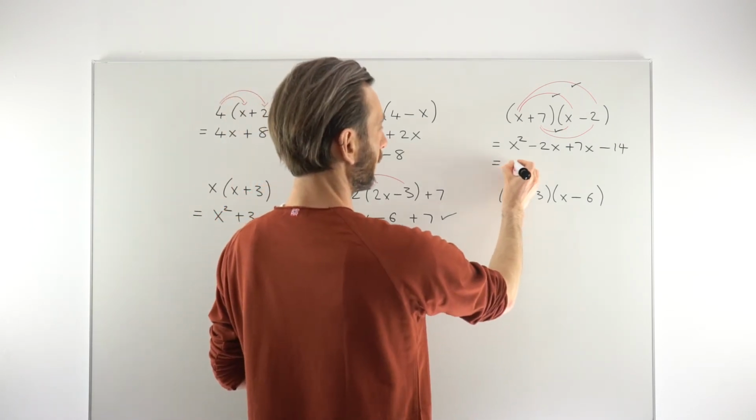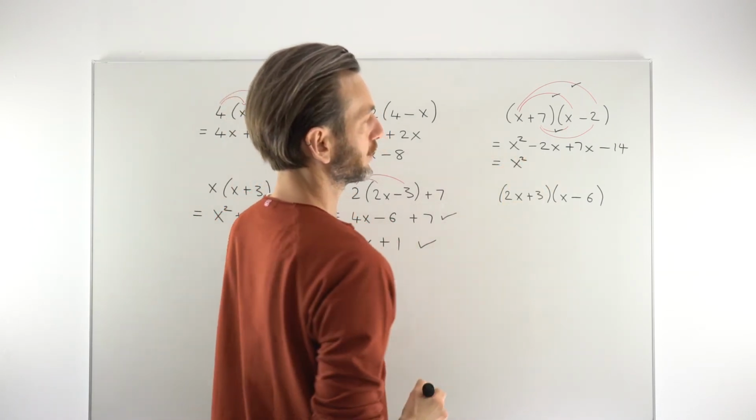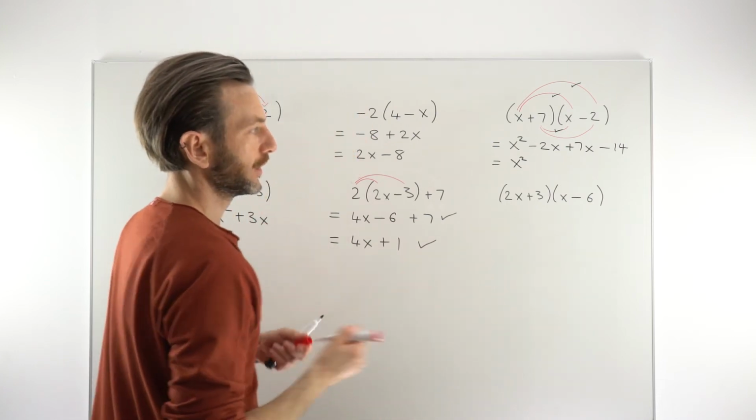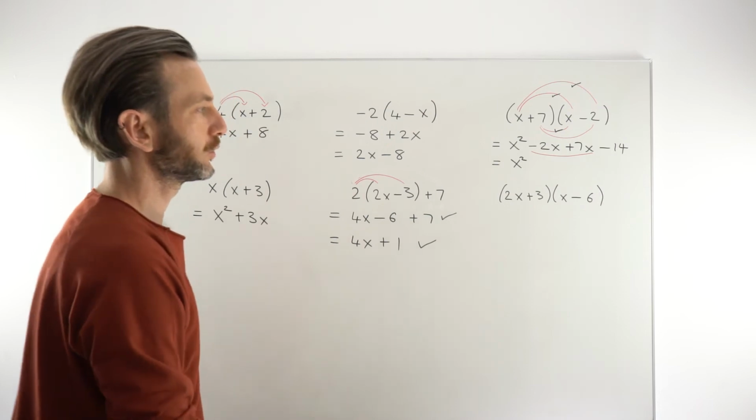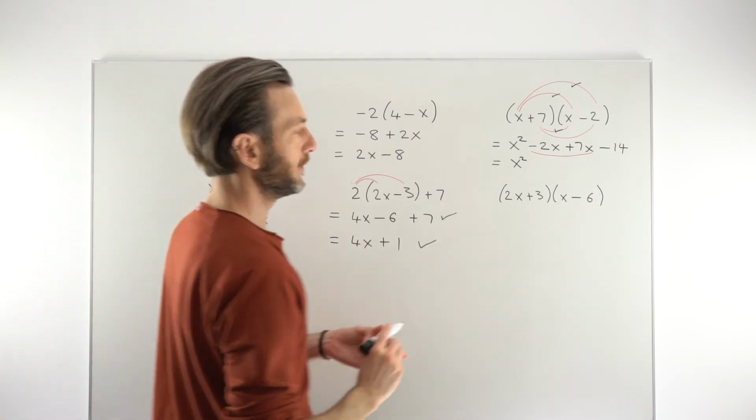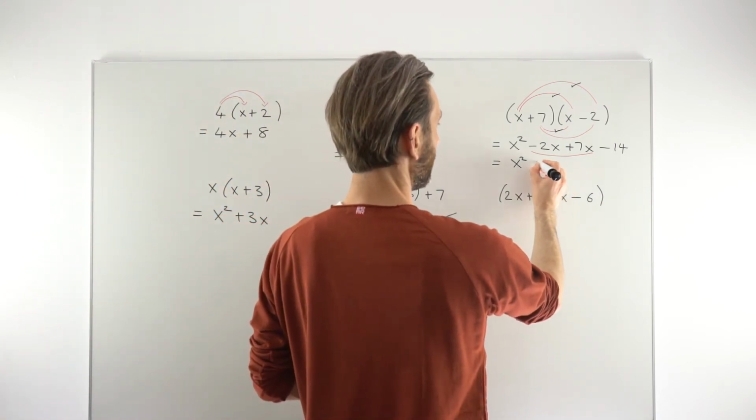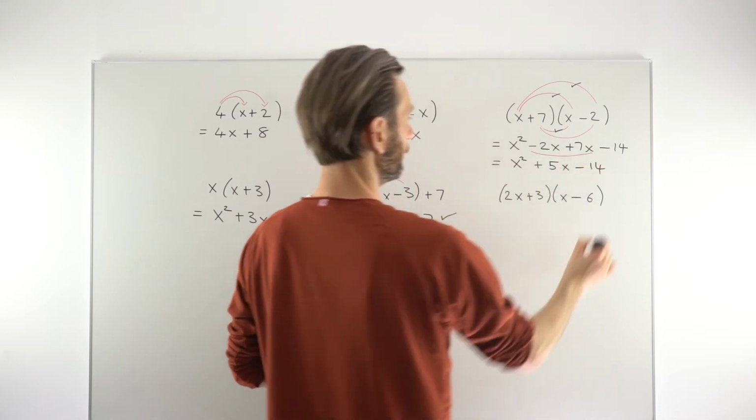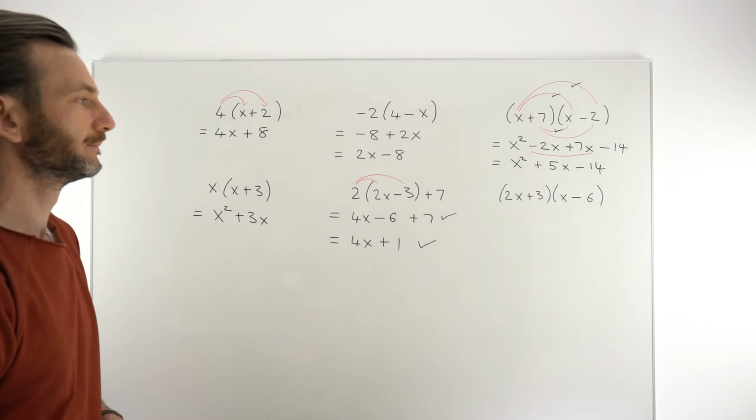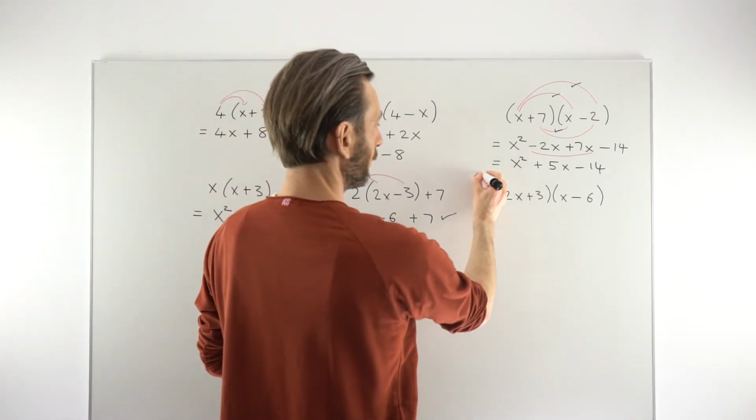Then you can take a line to simplify by combining the two middle terms. The two middle terms are always going to be of the same type, so like terms. So we've got minus 2x plus 7x, which gives us plus 5x, and then we just keep the minus 14 on the end. Okay, so let's look at one final example.